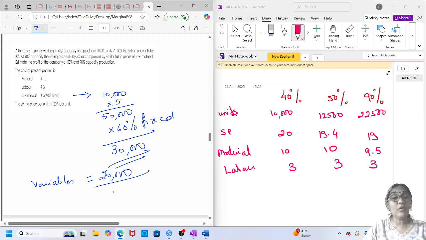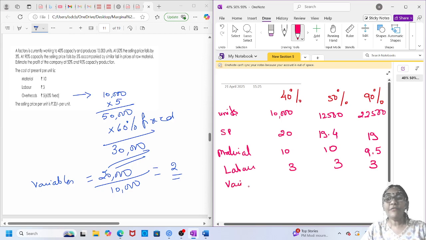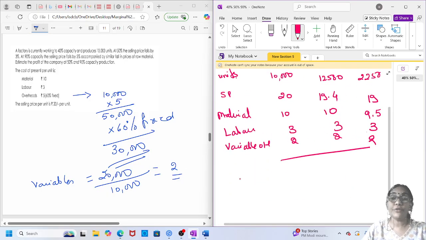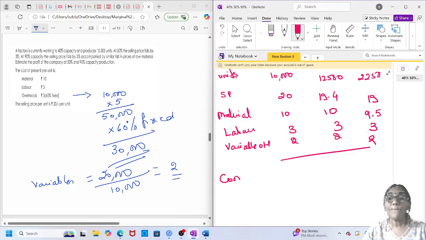Per unit variable overhead is 20,000 divided by the number of units, so rupees 2 is going to be the variable overheads. So here I'll add the variable overheads, which is going to be 2, right? And now we'll calculate the contribution. So in this case, the total cost is 15. Selling price 25 minus 15 would be the contribution.